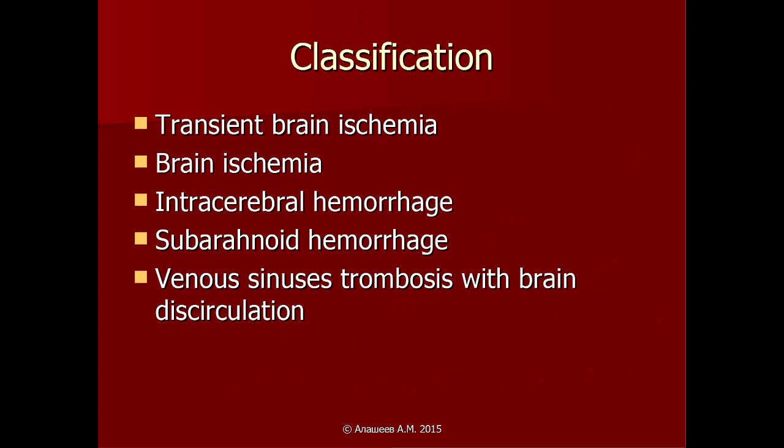We may classify ischemia into transient brain ischemia, such as transient ischemic attack or cerebral hypertonic crisis; brain ischemia itself, ischemic stroke; intracerebral hemorrhage, hemorrhagic stroke; subarachnoid hemorrhage, hemorrhagic stroke in subarachnoid space; and venous sinus thrombosis with the brain dyscirculation. TIA, brain ischemia, brain hemorrhage, subarachnoid hemorrhage, and venous thrombosis.